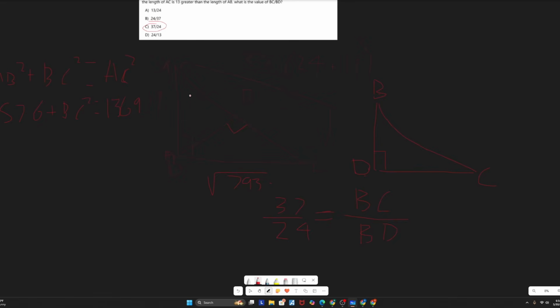So essentially, AC over AB is equal to BC over BD because we have oriented these triangles in a way that expresses their similarity in ratios. So because you have hypotenuse AC, which was matching the hypotenuse BC, and the side length AB, which is matching the side length BD, you can just say that AC over AB is 37 over 24, which matches with BC over BD. And that's how you get C.